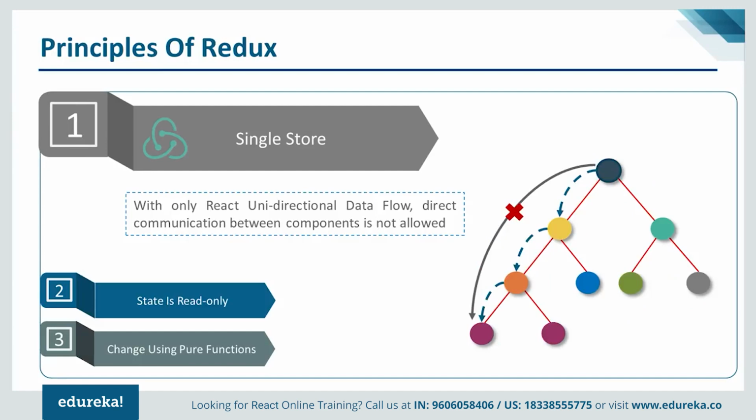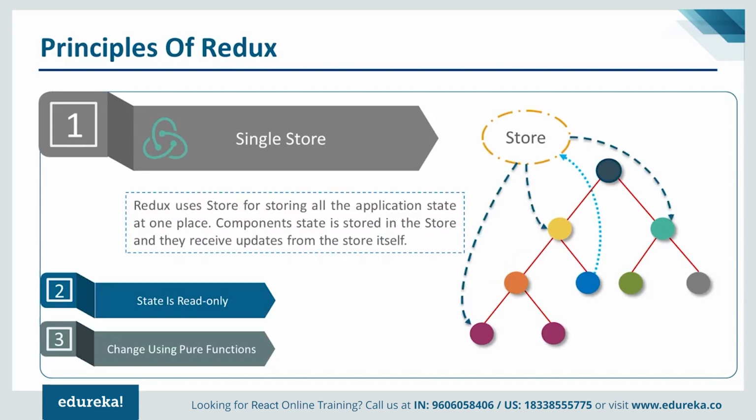The first one is single store. By single store, what I mean is that all your application state is placed in a single immutable store, which means that with only React unidirectional data flow, direct communication between components is not allowed. This we already knew. But by using React with Redux, this has become possible because it is using a single store now, which allows the dispatch and the subscription of the components to the store.